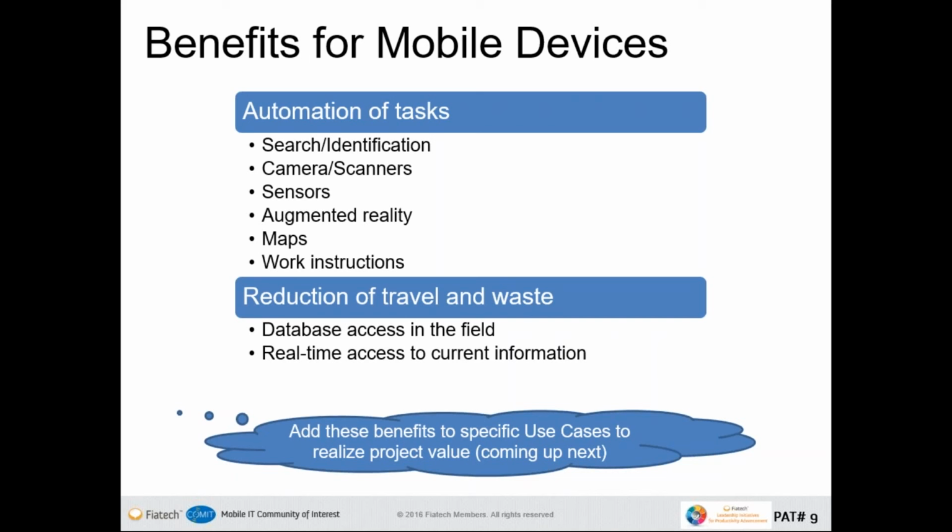And that will help decrease that travel time as well that you saw in that pie chart of how a worker spends their day. So that comes back to reduction of travel and waste, which is really the second major benefit for the mobile devices. Again, having the information in the field can be hugely valuable in order to keep them on the tools and keep them on their task.